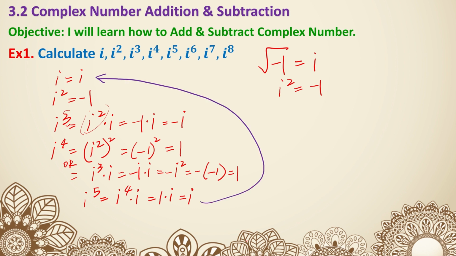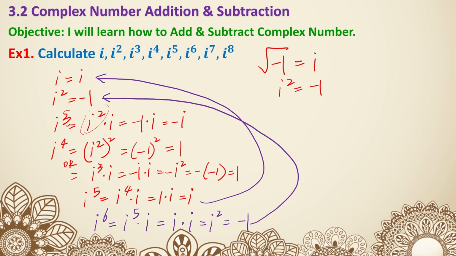Well, doesn't that mean if I continue, when I get to i to the 6th power, it's going to be i to the 5th power multiplied with an i, which will be i times i, which is i squared, which is -1. There you go. Also, i to the 6th power is the same as i squared. Well, that just tells me if I continue, i to the 7th power is going to be -i, and i to the 8th power must also be 1.